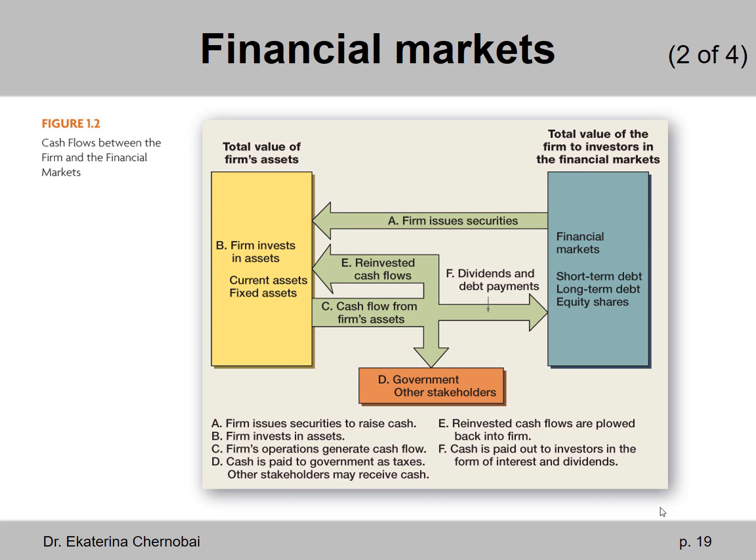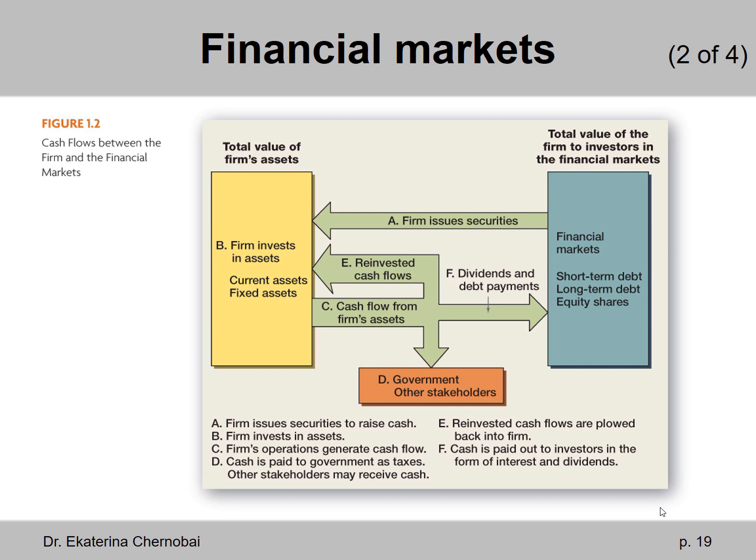The second direction is labeled as C, cash flow from firms' assets going to the government and other stakeholders, labeled as D. What is that? Taxes. That's basically all it is. It's mainly taxes that corporations are required to pay on their corporate income every year. And then what's left is labeled as E, reinvested cash flows. So some money will remain.